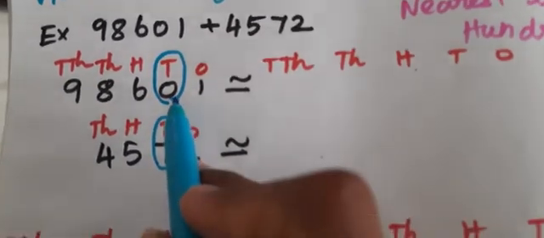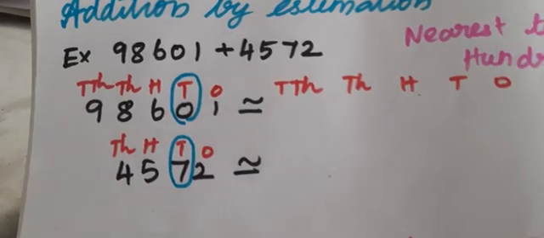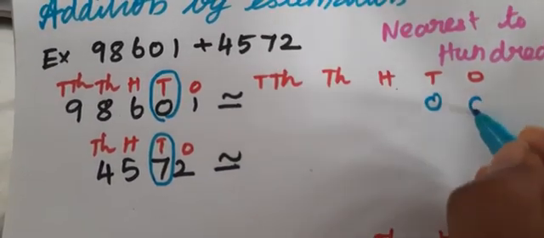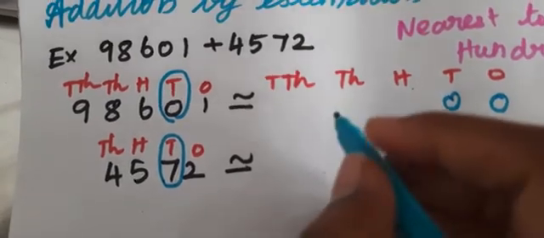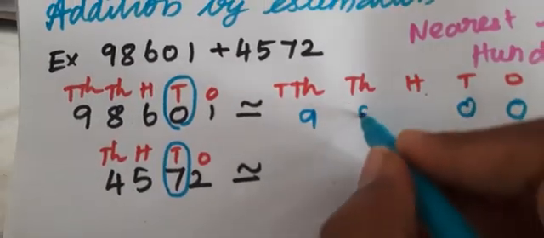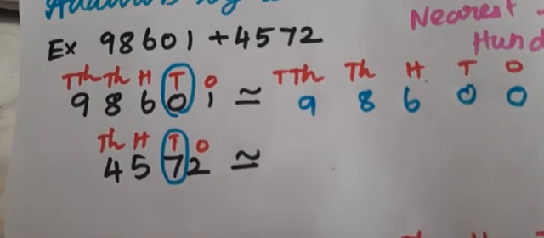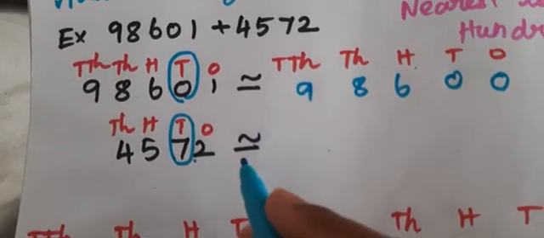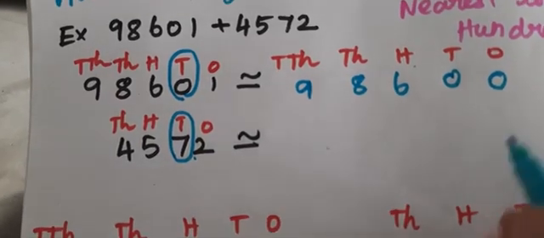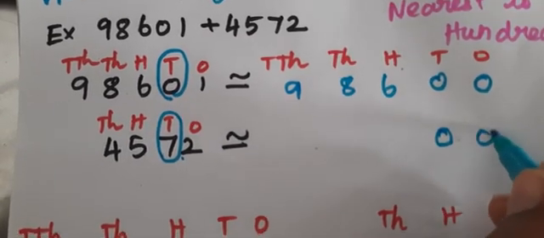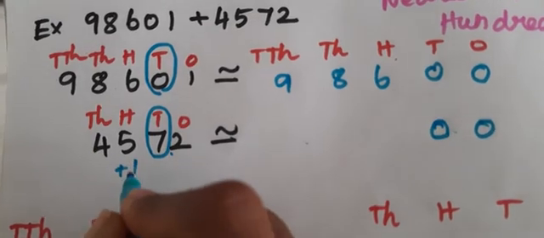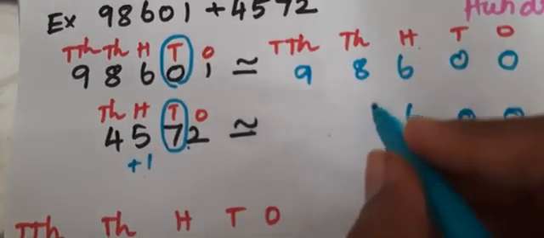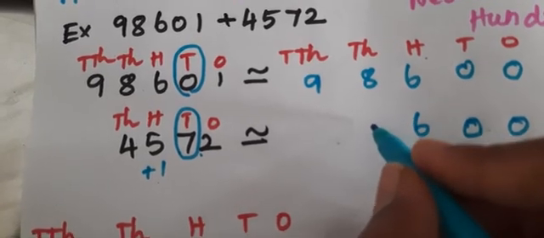So what number is in tens place? It's a 0. 0 is less than 5. You have to write 0 in tens and ones place. Remaining you write as it is. Next question, 7. 7 is more than 5. More than 5 means put 0 in tens and ones place and add 1 in 100 place, so it will change to 6. Next, remaining places you write as it is.